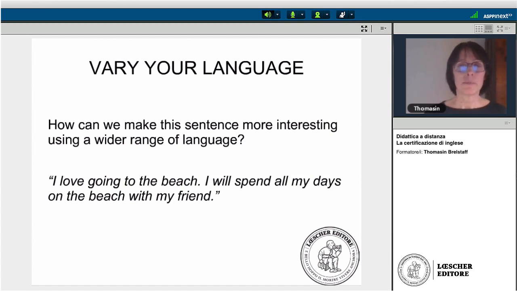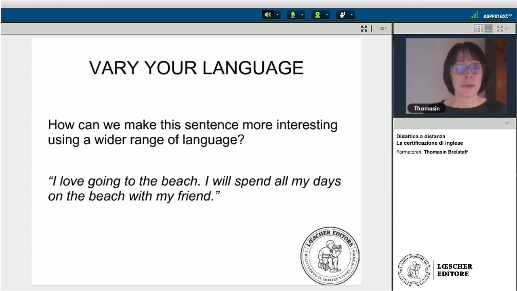Now this is maybe a little bit more complex because this time we've got a whole sentence and we'd like to expand it a bit to show that we've got more variety of language. The sentence is, I love going to the beach. Sorry, it's 2 sentences actually, I can't count. I love going to the beach. I'll spend all my days on the beach with my friend.